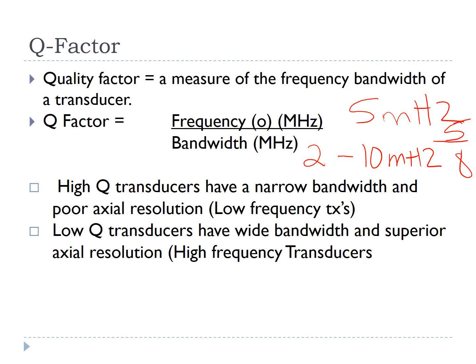When we have high Q transducers, they are going to have narrow bandwidth and poor axial resolution. These three things are often found in low frequency transducers. The opposite of that then is true as well. Low Q transducers have a wide bandwidth and superior axial resolution, which are typically found with high frequency transducers.